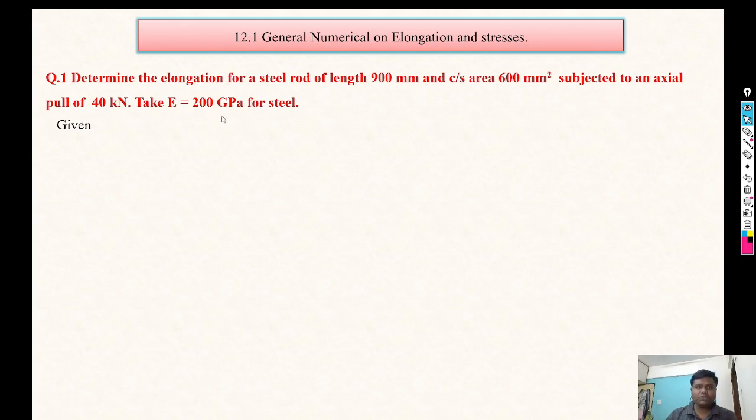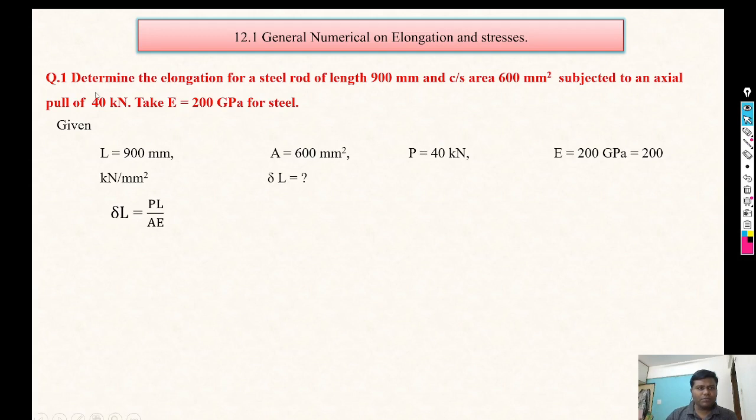Take E equals 200 gigapascal for steel. So in this numerical, determine the elongation of the steel rod. Elongation means delta L. We have to calculate the delta L. Rod length of 900 mm. Okay, L is given. Rod length means length is given.